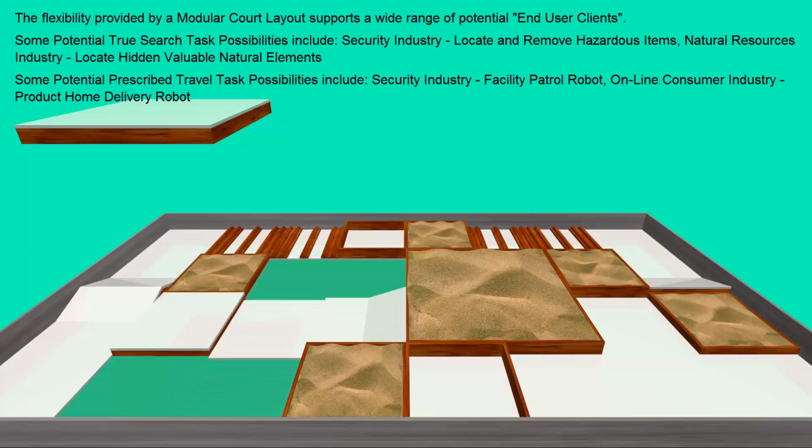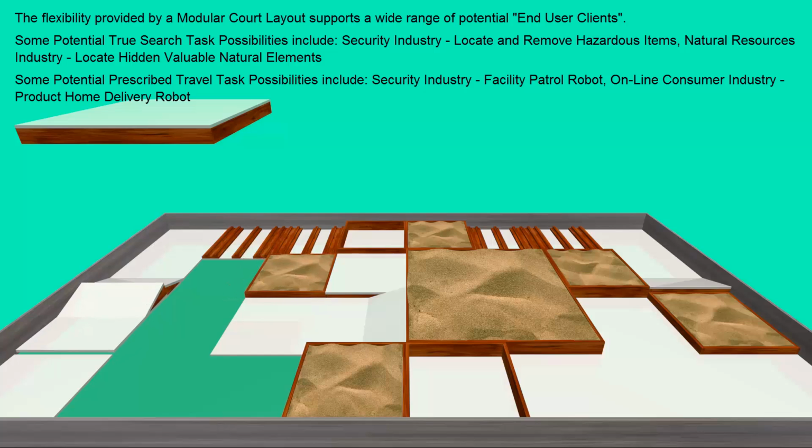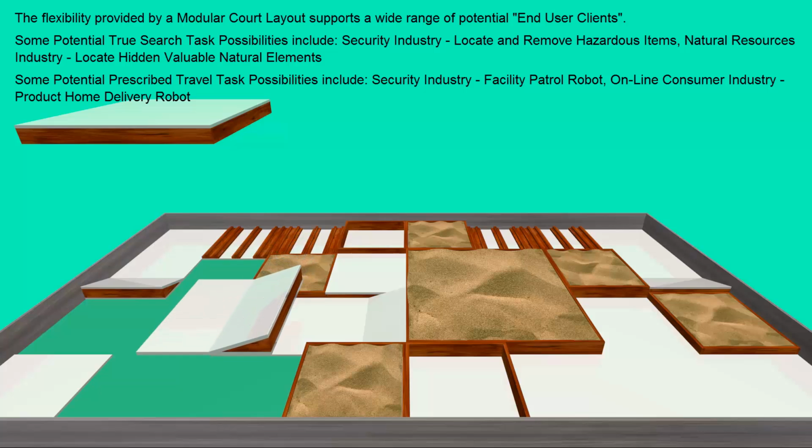Some potential TrueSearch task possibilities include: security industry, locate and remove hazardous items; natural resources industry, locate hidden valuable natural elements. Some potential prescribed travel task possibilities include: security industry, facility patrol robot; online consumer industry, product home delivery robot.